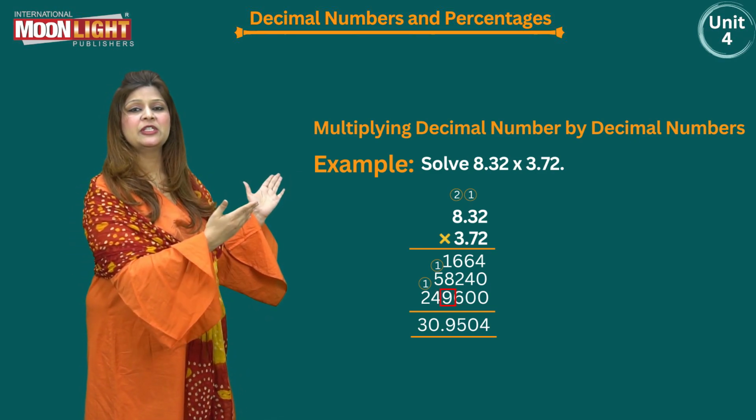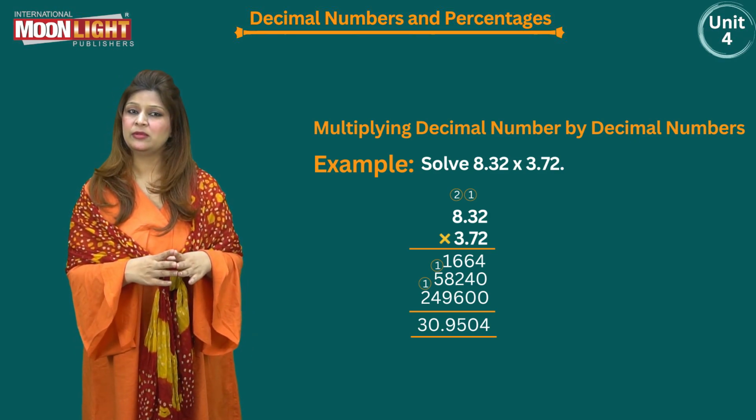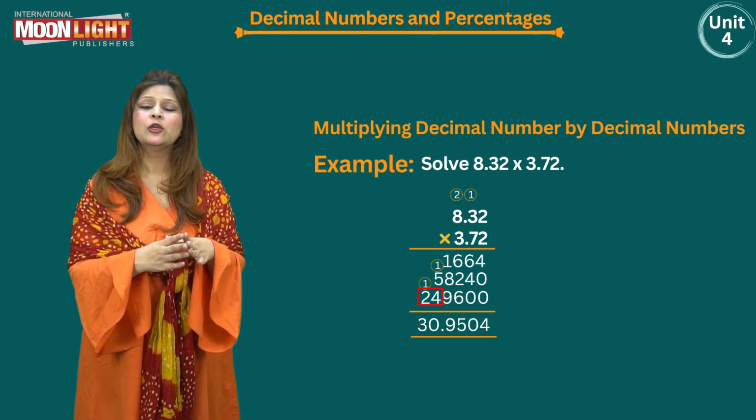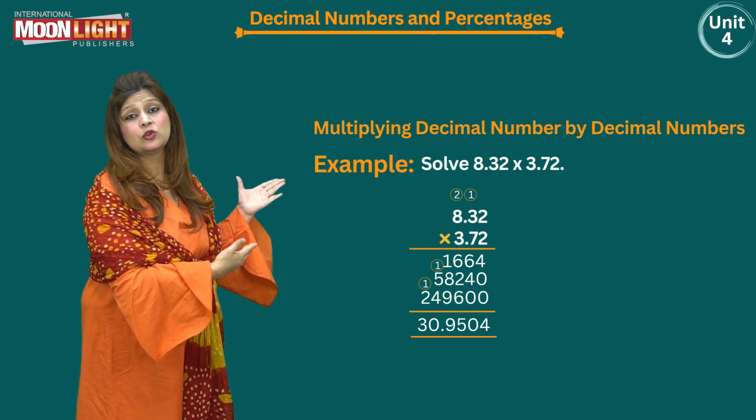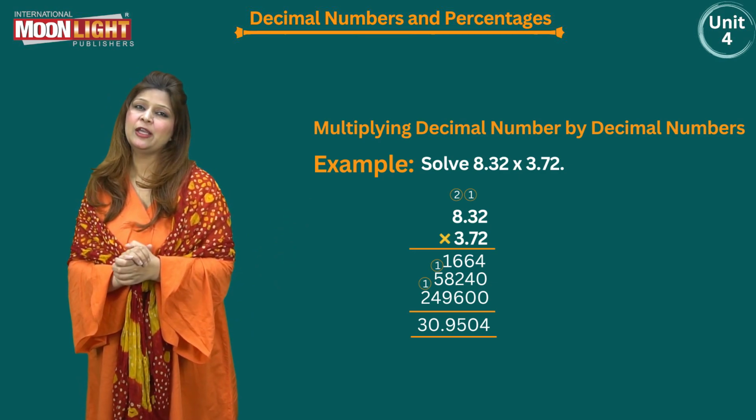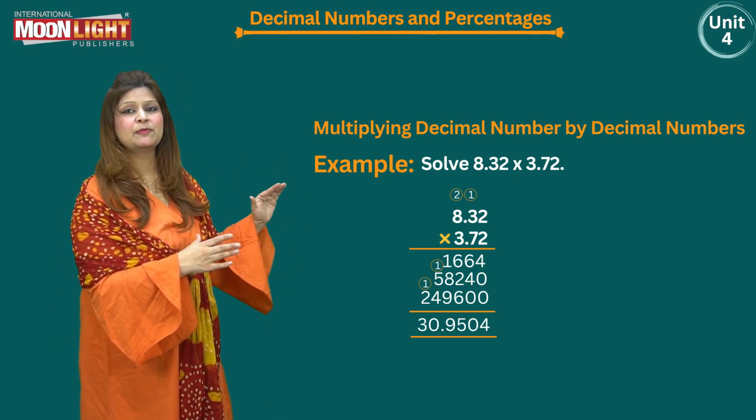Now 3 3s are 9 over here, and 3 8s are, you know that 3 8s are 24. So I'm going to write down the complete number, which is 24 over here. So now I'm going to draw a straight line because I have to do addition now. What addition? These 3 steps addition now.